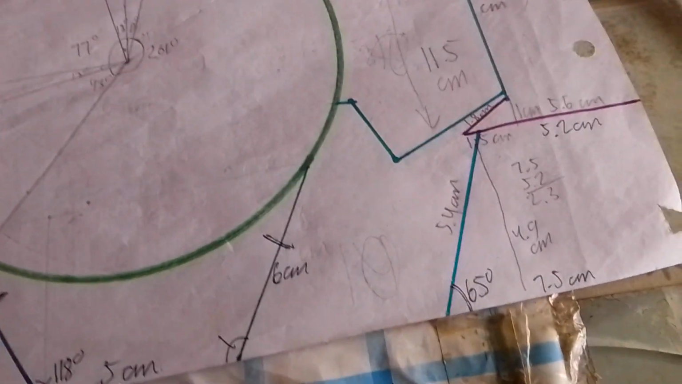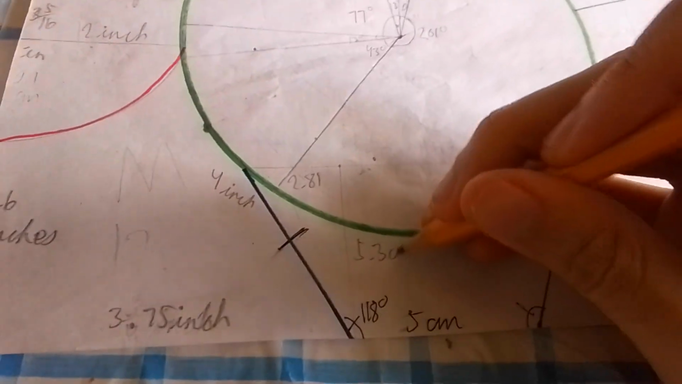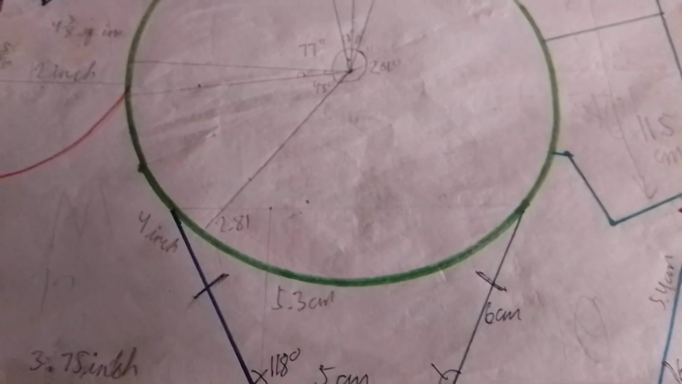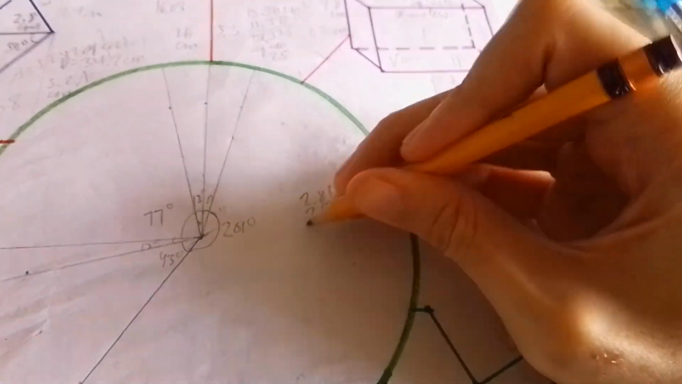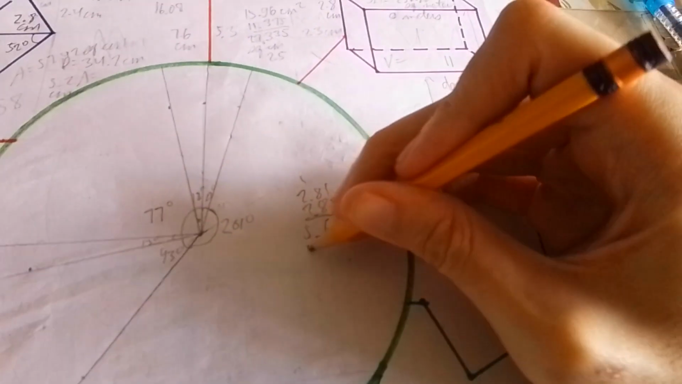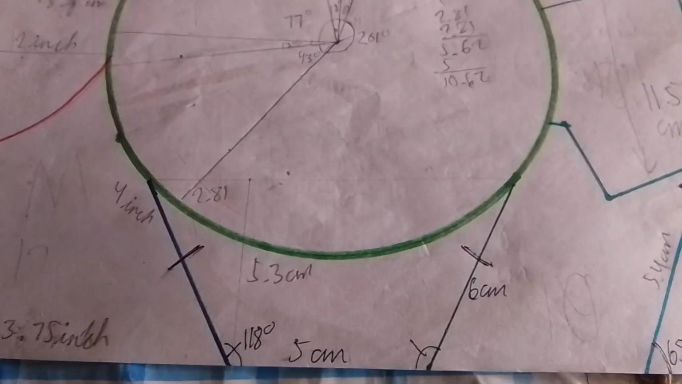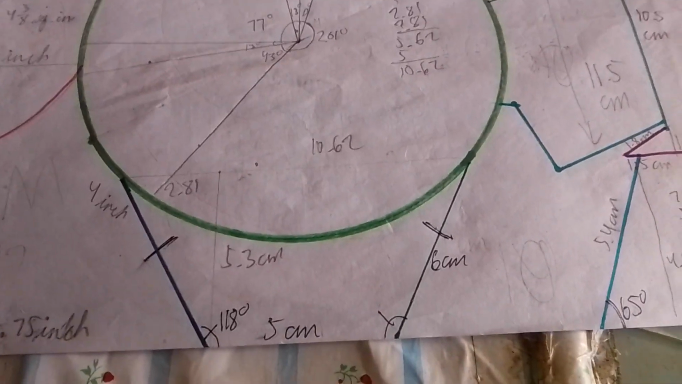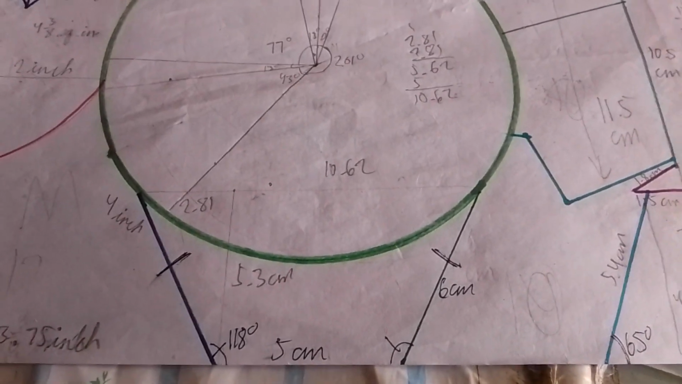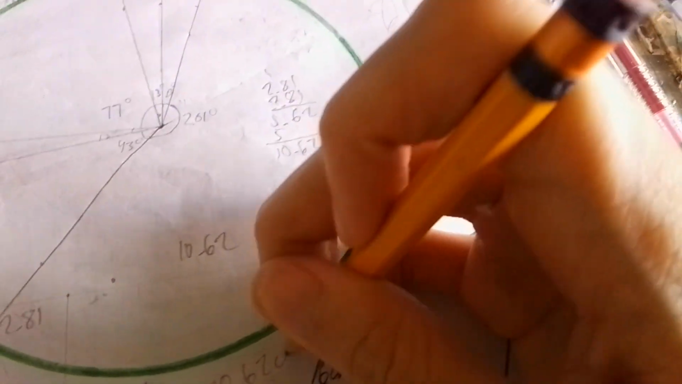Where's my pencil na kaya? Ayan. 2.81, 5.3. Okay? Now, we need to get the measure of the long base. So, 2.81 times 2 is 5.62. That plus 5 becomes 10.62. So, therefore, that's the measure of our long base. Alright? Now, to solve for the perimeter, it's very easy. 6 plus 5 plus 6, 17. 17 plus 10.62 is 27.62. So, therefore, the perimeter is 27.62 cm.